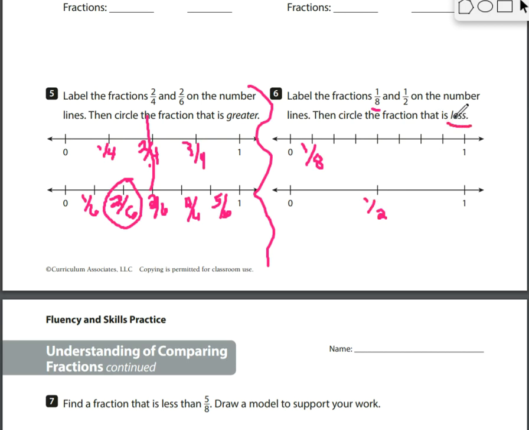I want the fraction that is less. Well, this is kind of nice because that was very easy for us to see. As this is very close to 0, this is pretty far away from 0.